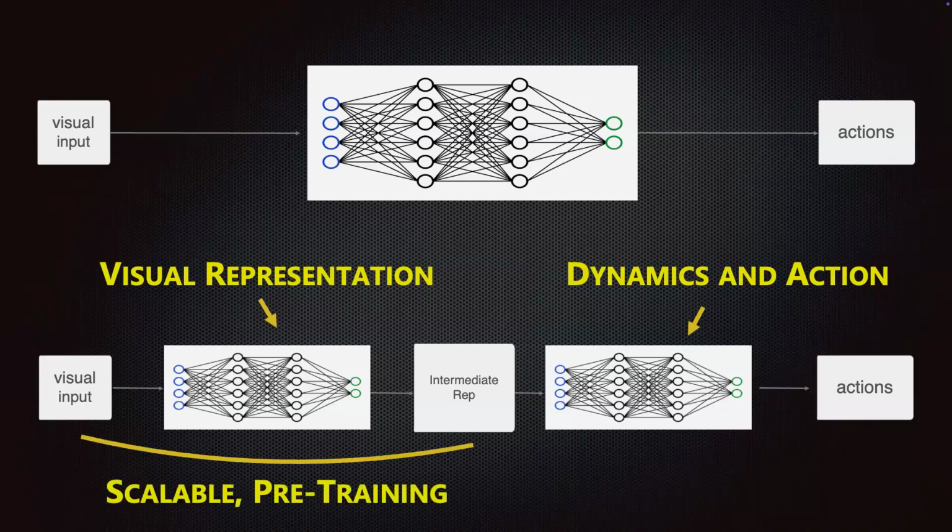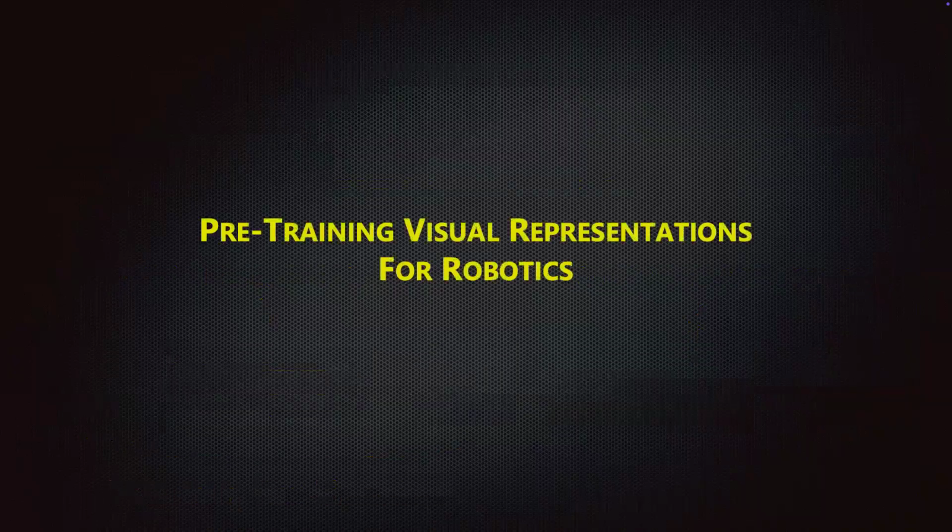And the first part is very scalable in pre-training because you can use all the images, the passive videos, to learn the visual representation that would be useful for robotics. And so in the first part, I want to explore how we can pre-train visual representation for robotics and then use small amounts of data to fine-tune and learn an action model on top.